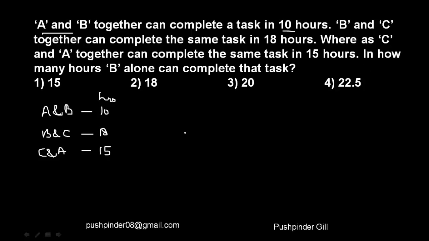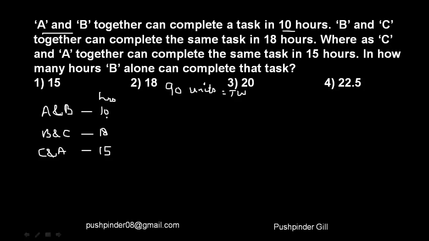So the next step should be to assume some number of units, right? So let us assume some number of units, and what would be the LCM of 10, 18, and 15, right? That would be 90. So let me assume the work to be of 90 units. So 90 units is my total work.